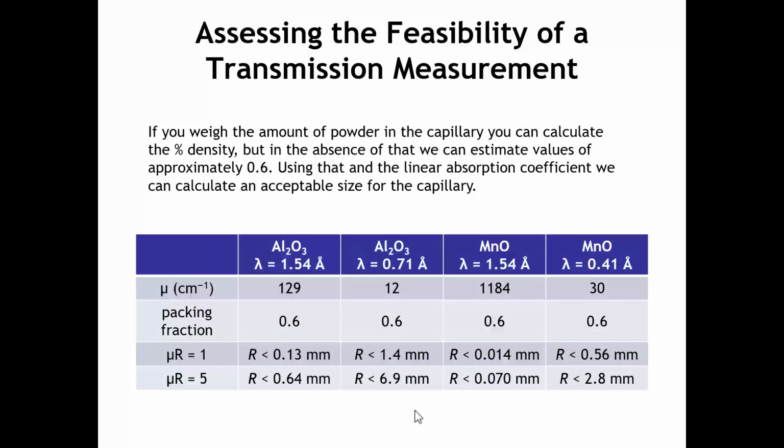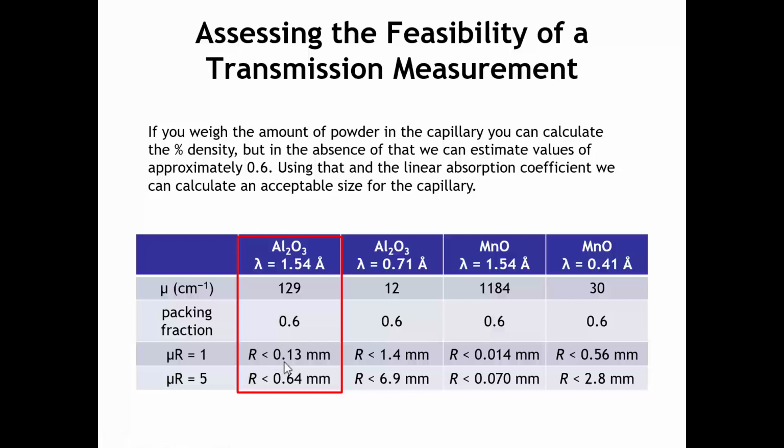Well, let's go back to the two kinds of materials we've talked about today, aluminum oxide and manganese oxide, and see if we could use this approach to decide how big our capillary could be and still be okay to do a transmission measurement. So if we look at the aluminum oxide at copper K alpha wavelength of 1.54 angstroms, if we assume the packing of the aluminum oxide in our capillary is about 60% efficient, then we'll be just fine as long as the radius of the capillary is less than 0.13 millimeters.